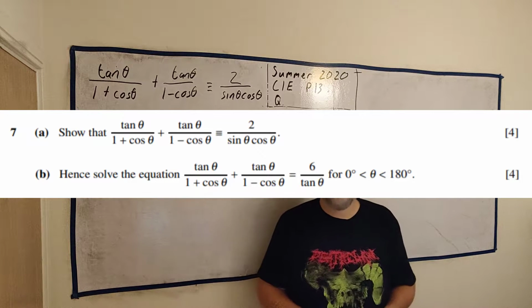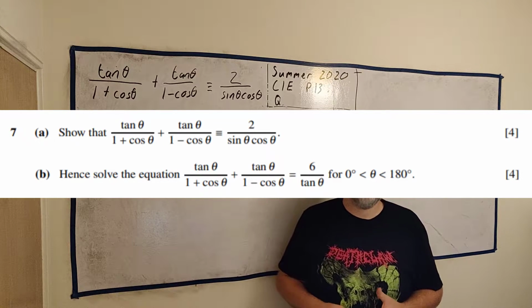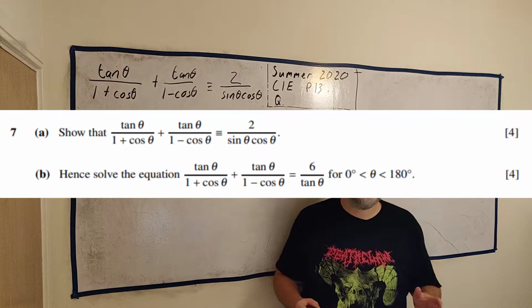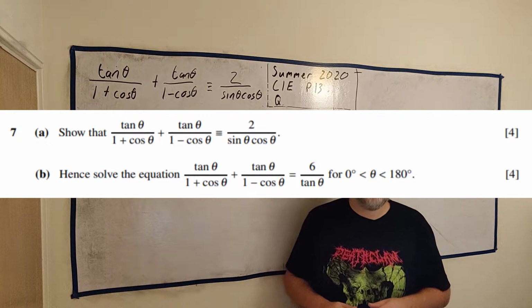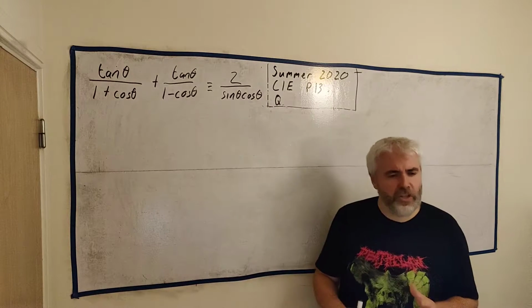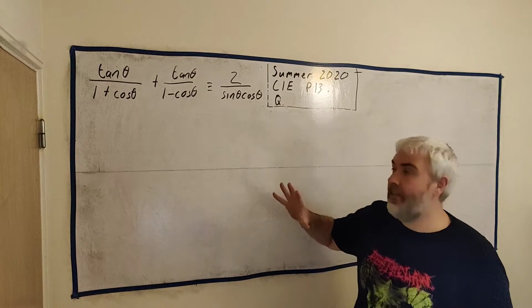This is question 7 from paper 1-3 from the June 2020 exams from Cambridge International Education. In the description below this video, you'll find a link to an image of this question so you can try it before looking at my solution. This question asks us to show that this identity is true.